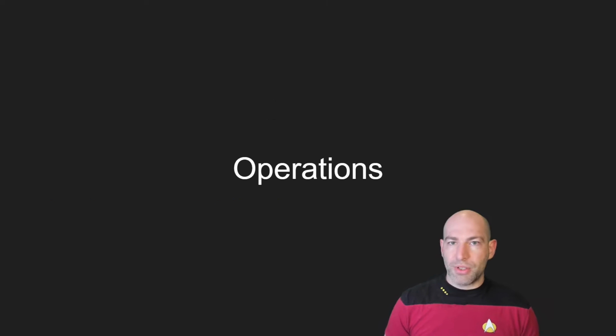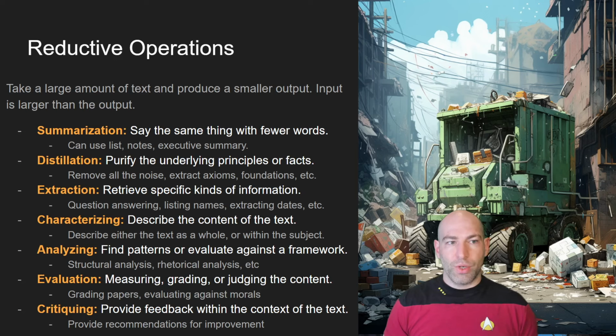So, the three fundamental operations you need start with reductive operations. What do I mean by reductive operations? A reductive operation is where you have a larger input than you do output. So, this is things like summarization. Summarization is you say the same thing with fewer words. There's a few formats that you can use. You can use list, you can use notes, you can use executive summary. Each of these have slightly different focuses.